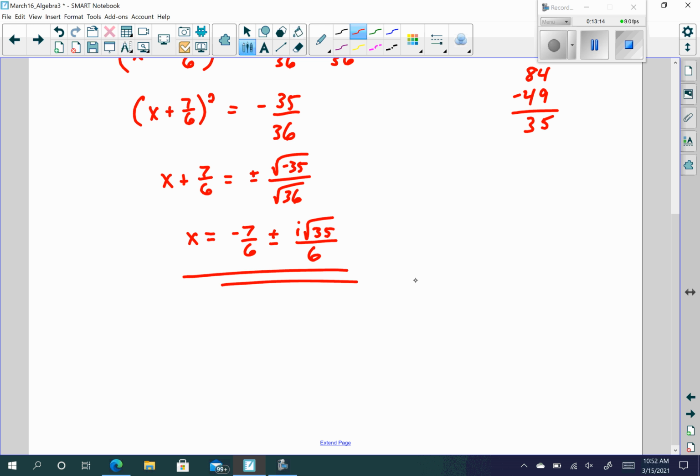Now if we were to graph this, because we got an imaginary term here, and this whole answer is a complex number, all this means is our parabola is going to open up because our leading coefficient was positive, but it's never going to cross the x-axis. The entire parabola sits above the x-axis.